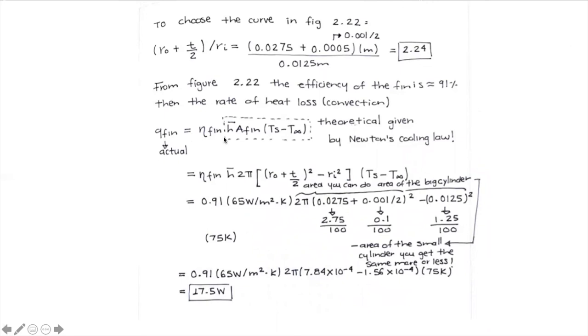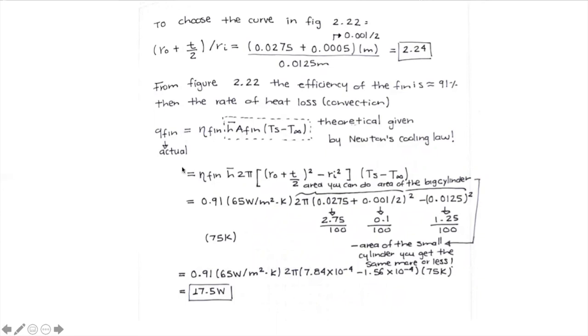I got efficiency, so I can get the heat loss, the rate of heat loss by convection. I know that the efficiency of the fin is going to be the actual divided by the theoretical, which is going to be given by Newton's cooling law: h, area of the fin, delta T, hot minus cold, right? All of this is going to give me my theoretical. And I want to know the actual.